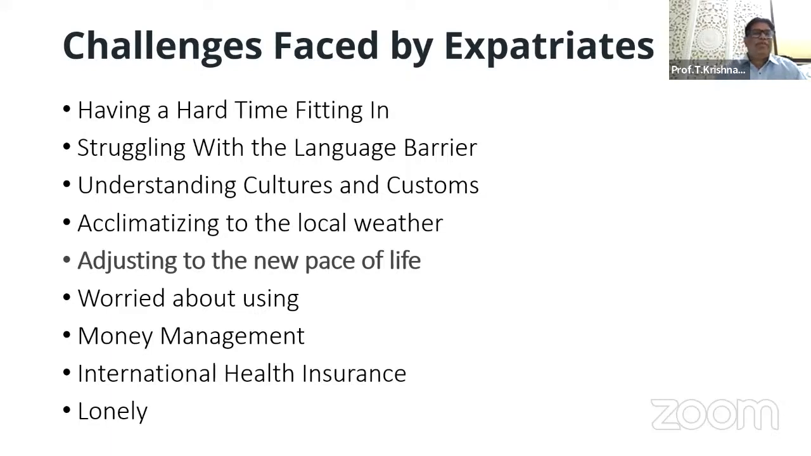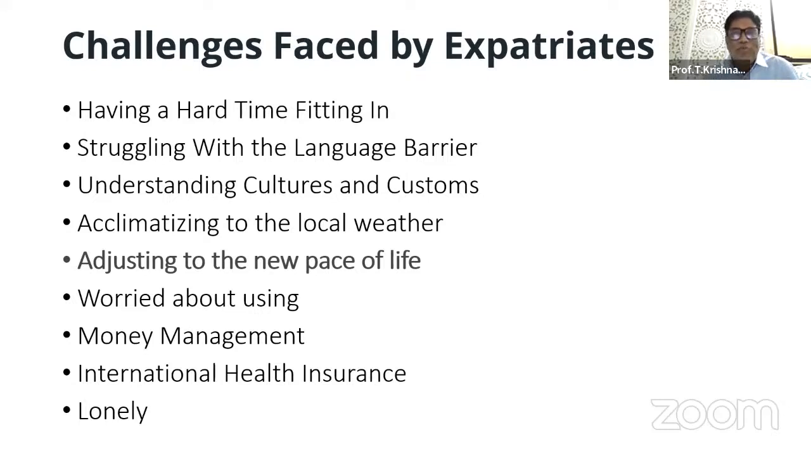Fourth one, which is also very important, is acclimatizing to the local weather. I know some of the expatriates, they tell they are working in extreme weather conditions. Sometimes it is too cold, sometimes it is too hot. So you need to acclimatize yourself to that kind of weather condition.